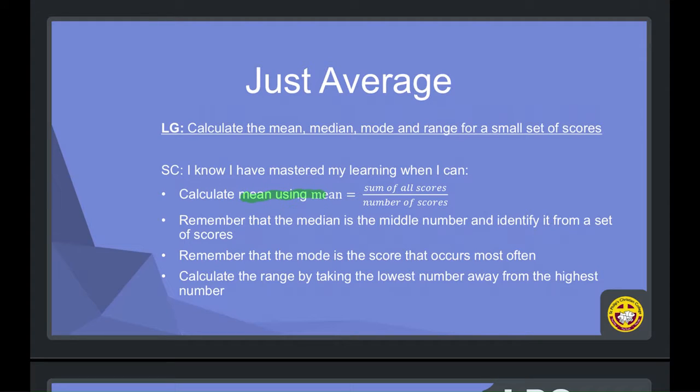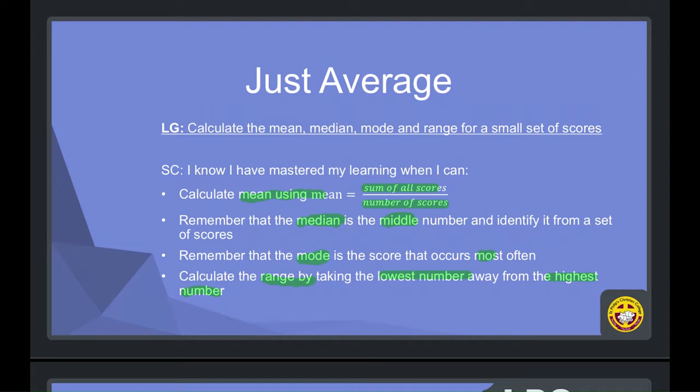You might remember we calculate the mean by adding up all the scores and dividing by how many there are. The median is the middle. When we put the scores in order, we want the one smack bang in the middle. That's what we call a median. The mode, MO, most, happens most often. And the range is the one where we take the lowest number away from the highest number.